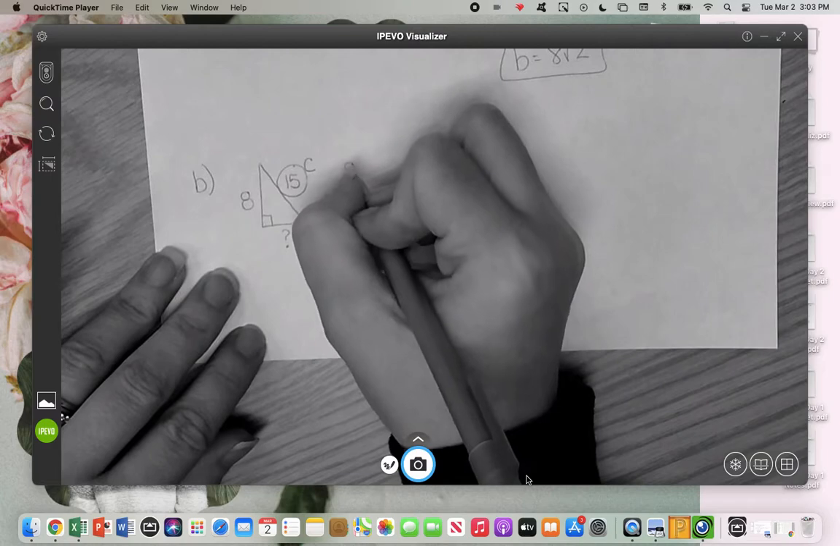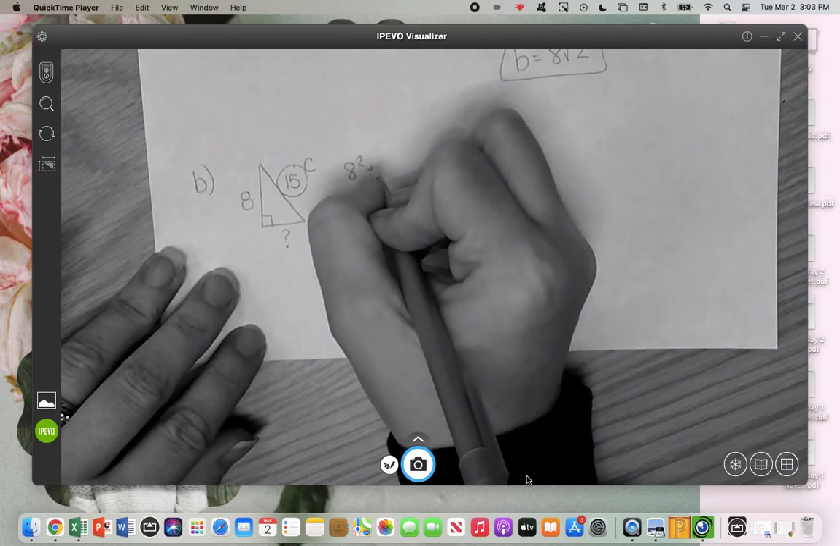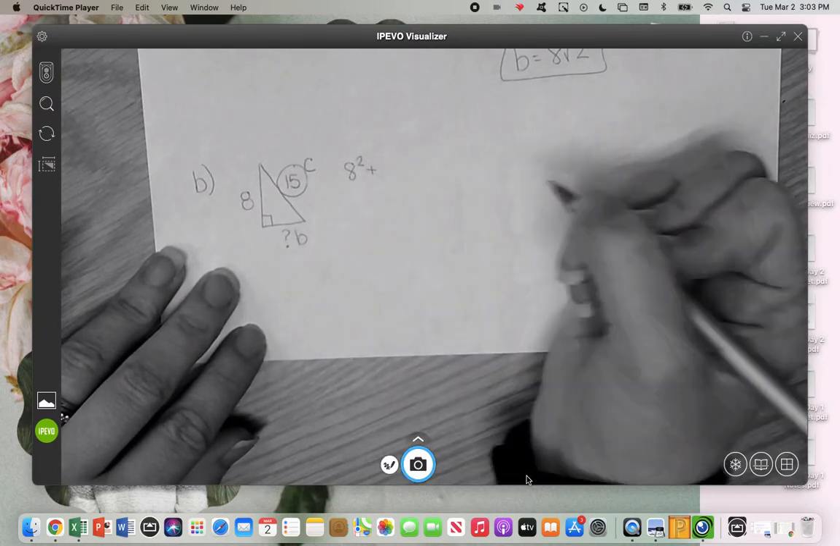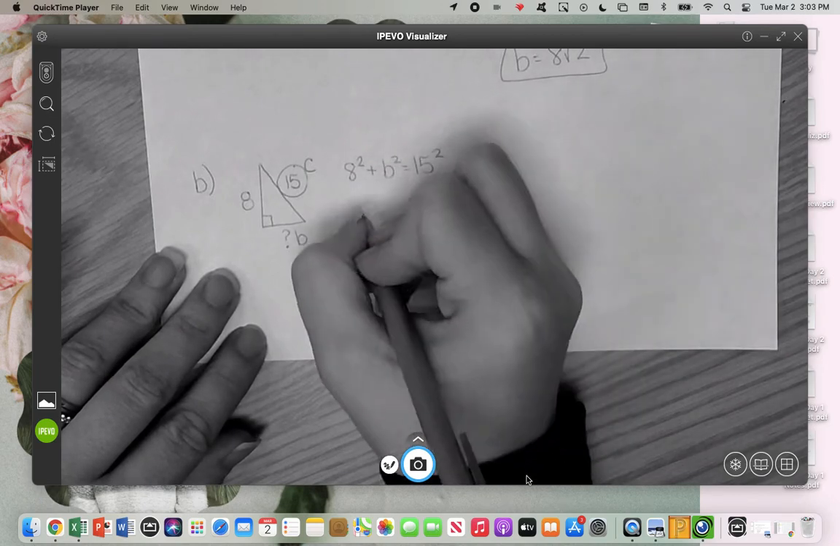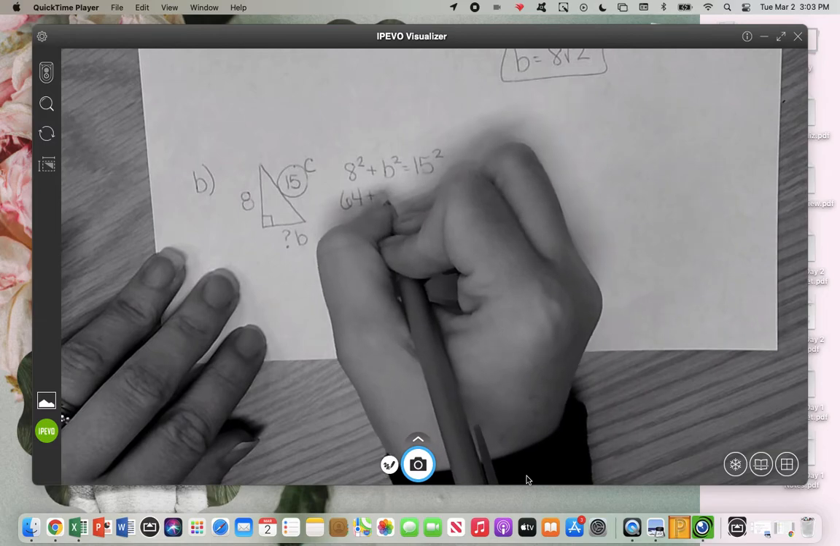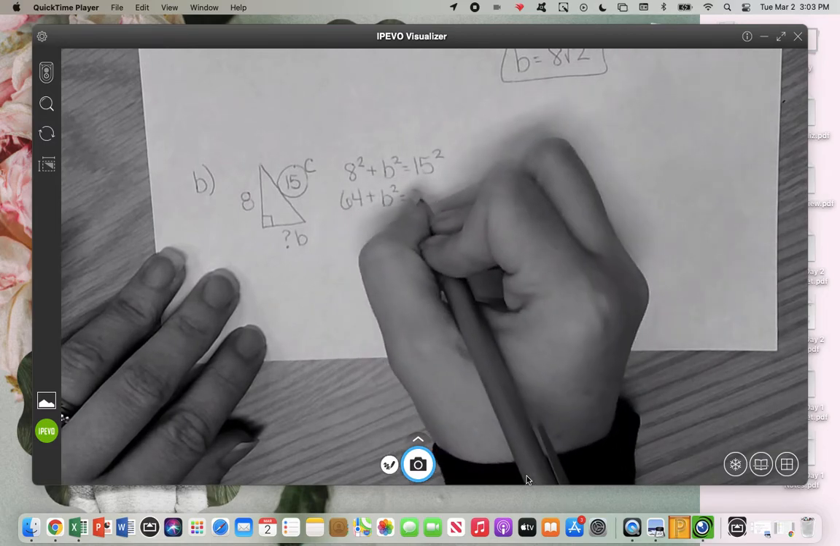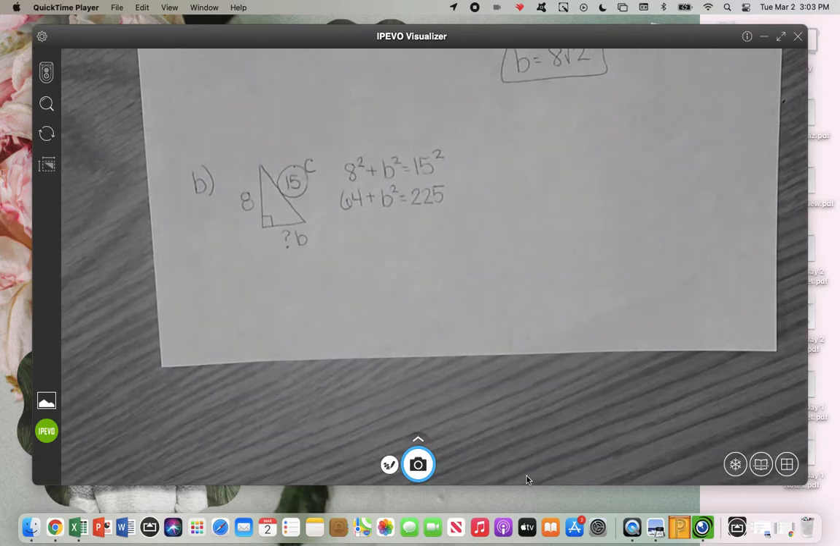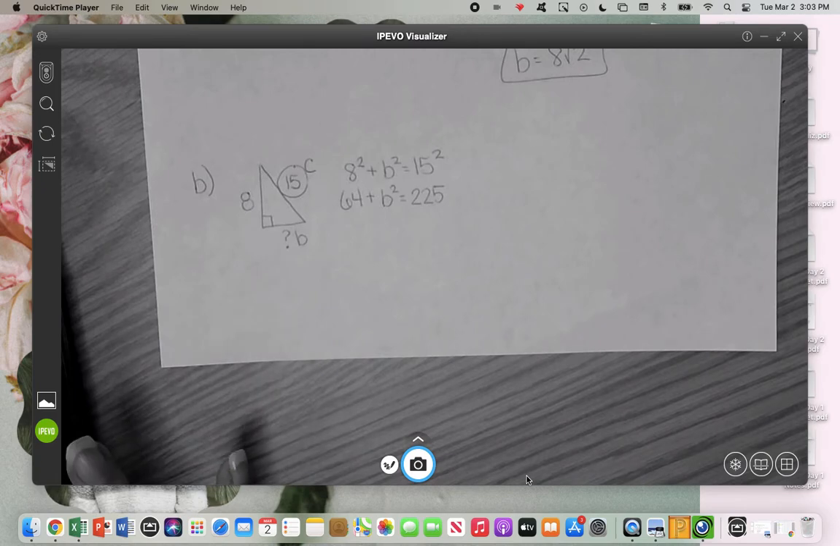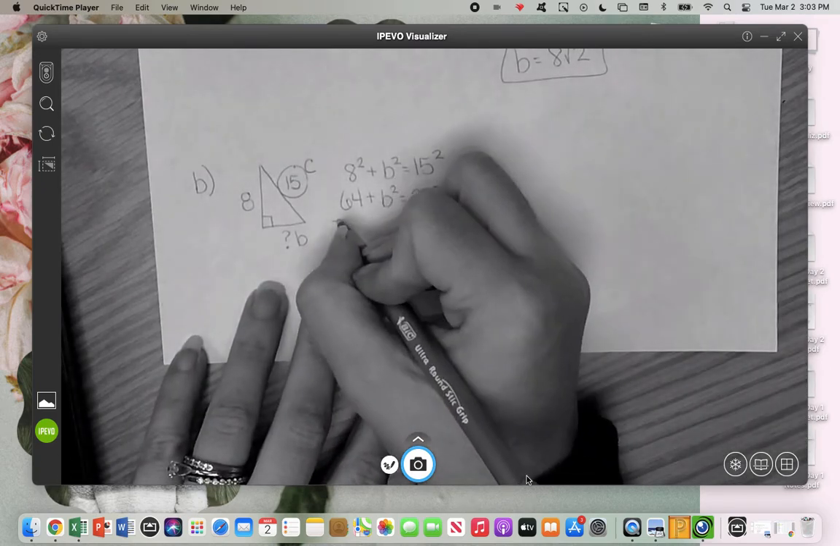So you are going to set up 8 squared, and I'm going to call this one B because I listed 8 squared plus B squared equals 15 squared. We know 8 squared is 64. And we know 15 squared is 225. So then we can get those calculators out, and we can take 225 minus 64.